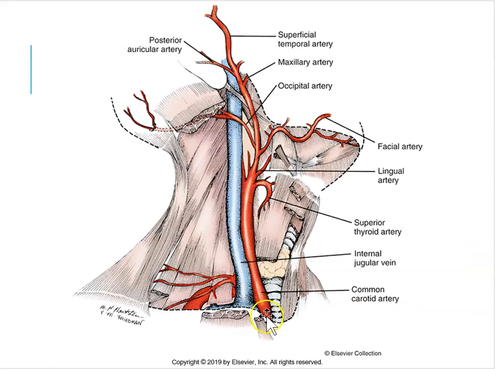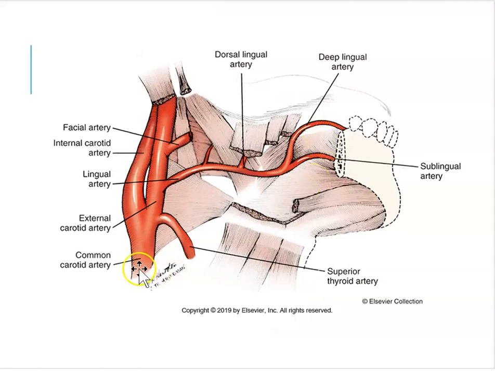So again, here's the common carotid artery, and then it does branch off to external and internal, and we're going to look at all these different types of arteries. So facial artery is something we're going to be interested in. Lingual artery, which supplies the tongue, is another one we will look at. So internal carotid artery, external carotid artery. So this is the common carotid artery, and then it branches off to internal and external.